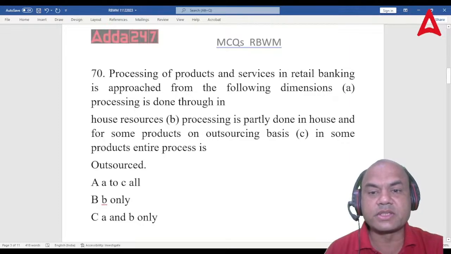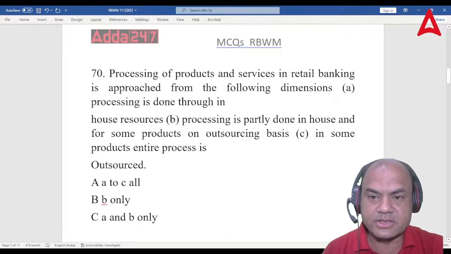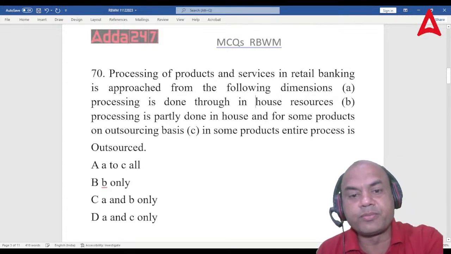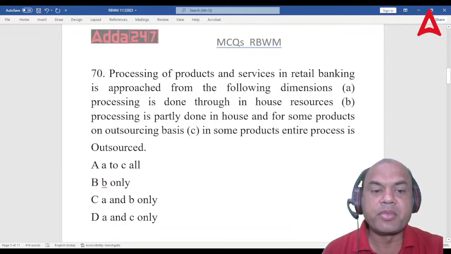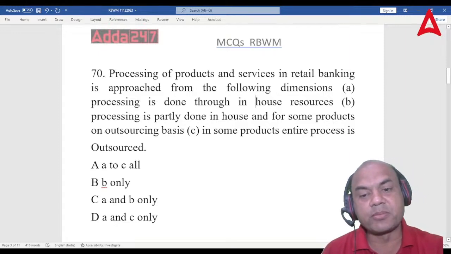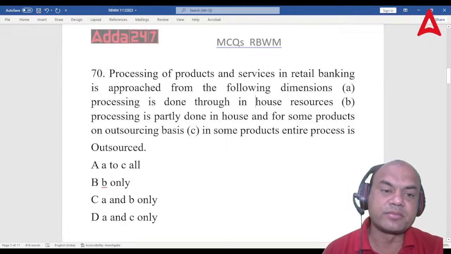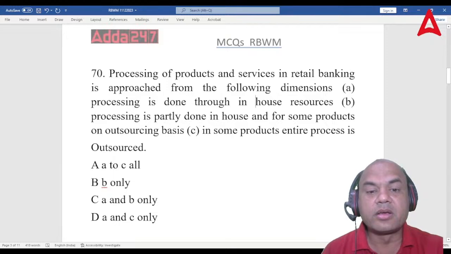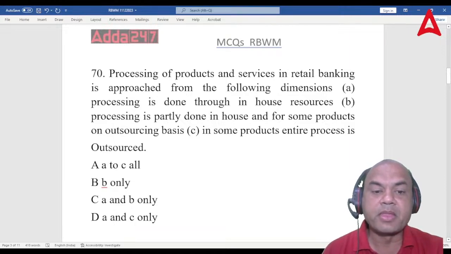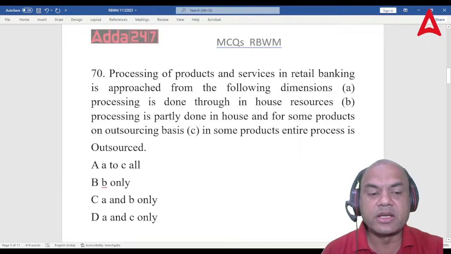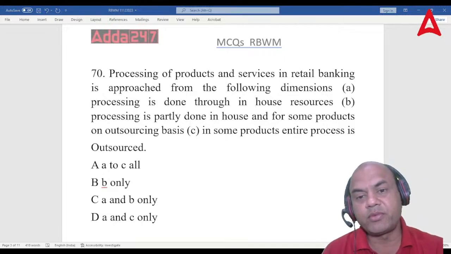Processing of products and services in retail banking is approached from the following dimensions. Number 1, processing is done through in-house resources. Number 2, processing is partly done in-house and for some products outsourcing. Number C, in some products entire process is outsourced. A to C all means in-house, then partly and complete outsource. So A to C all. B only, some outsourced, some in-house. A and B only means in-house and some outsourced, and A and C only, so in-house and completely outsourced. So what should be the answer over here? Think over it, everyone.